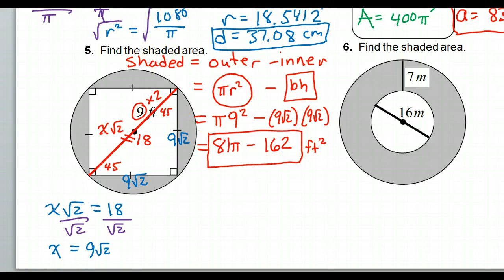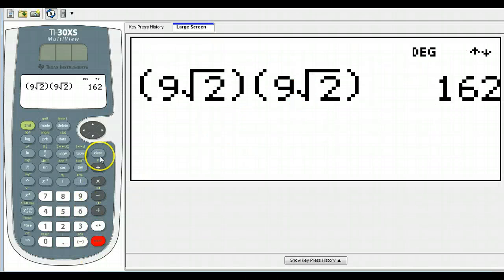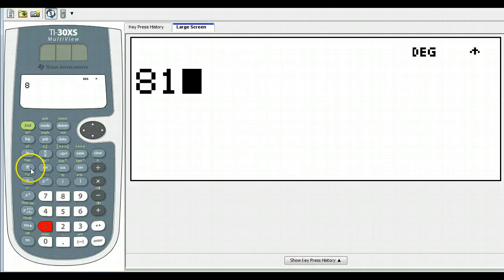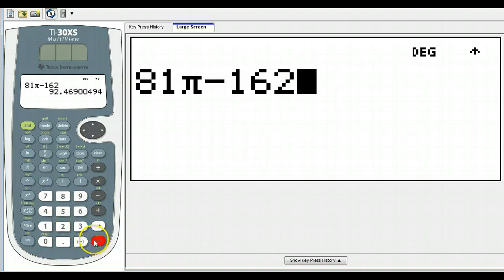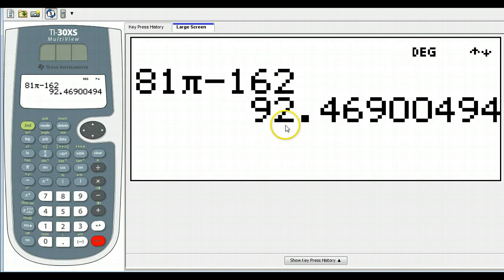But often you really want a decimal, so let's follow through and get a decimal. So 81 pi minus 162, and we get 92.47.